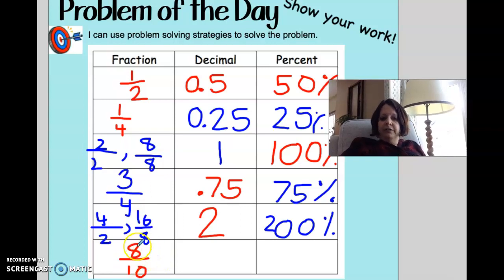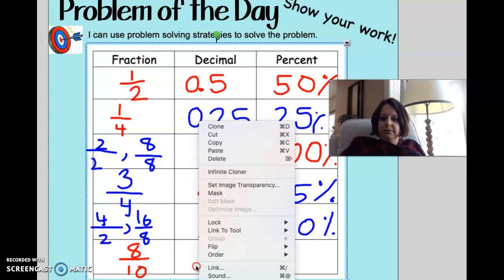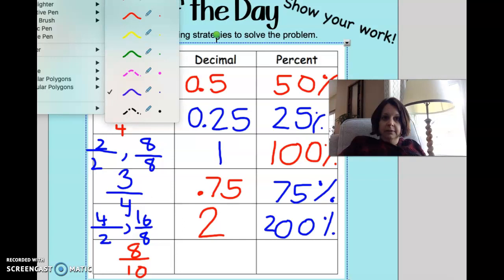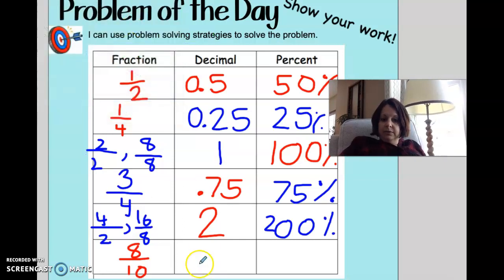Next, I have a fraction of 8/10. The decimal is just like it sounds: 8/10, right there. This is the ones place, and once we have the decimal, it goes to tenths, hundredths, thousandths, okay? So the percent then is 80%.